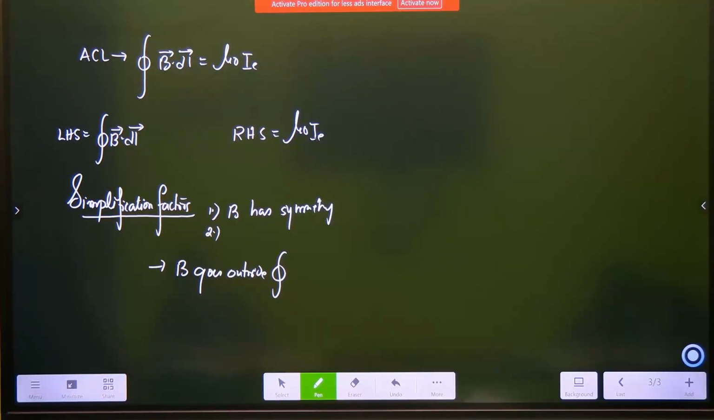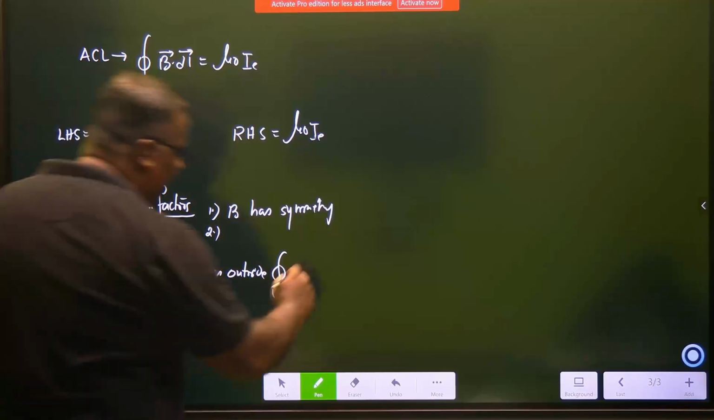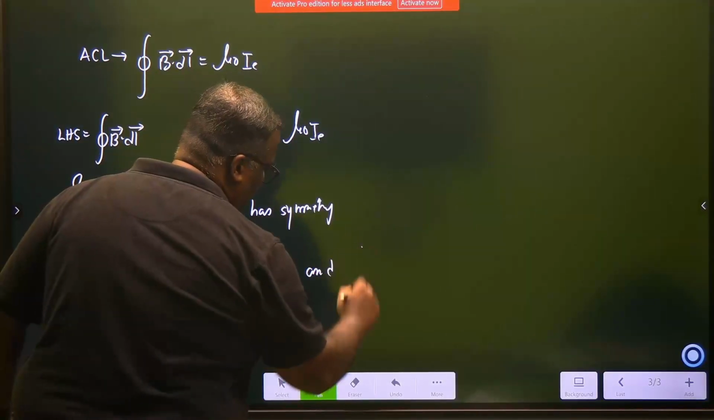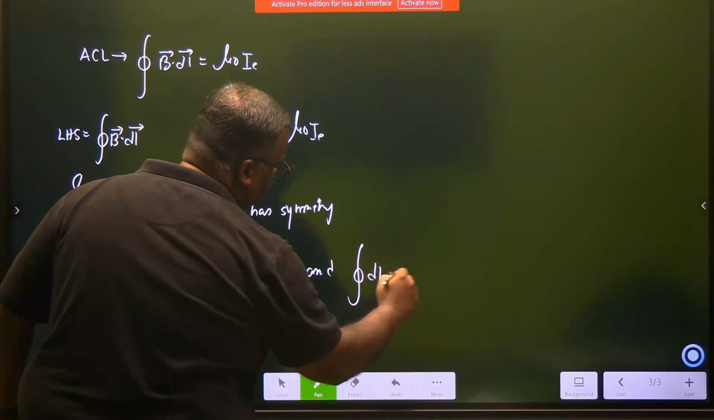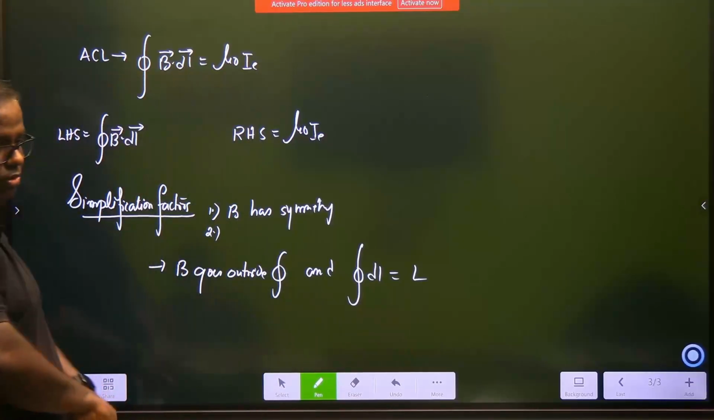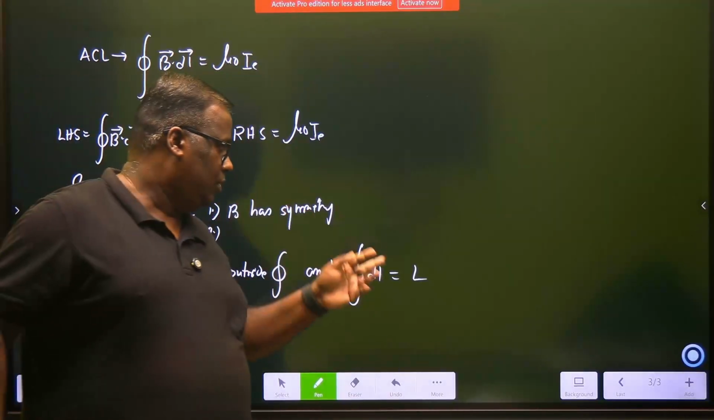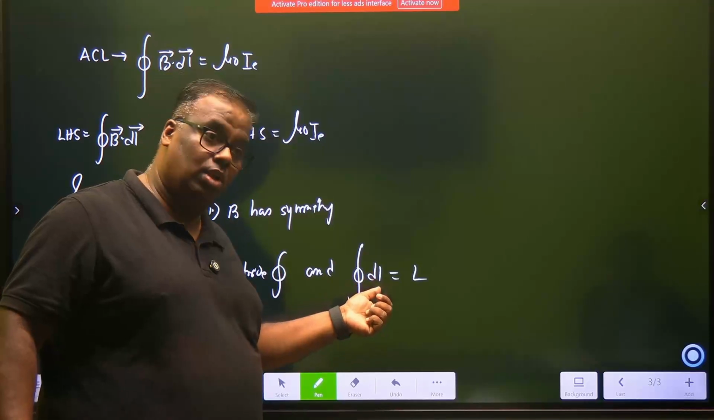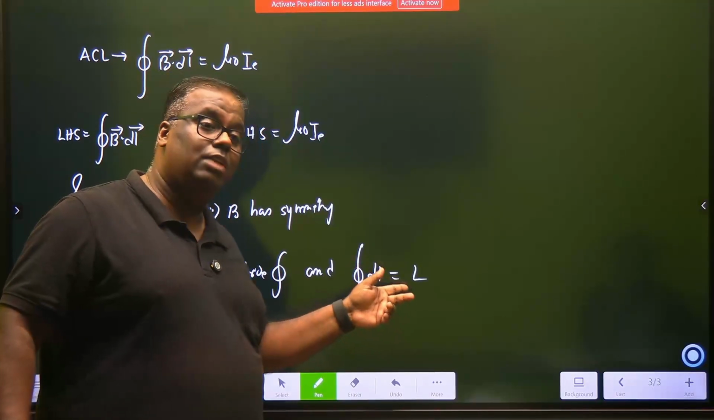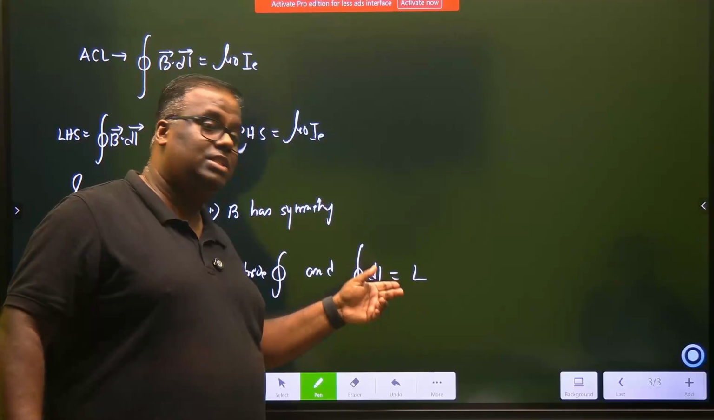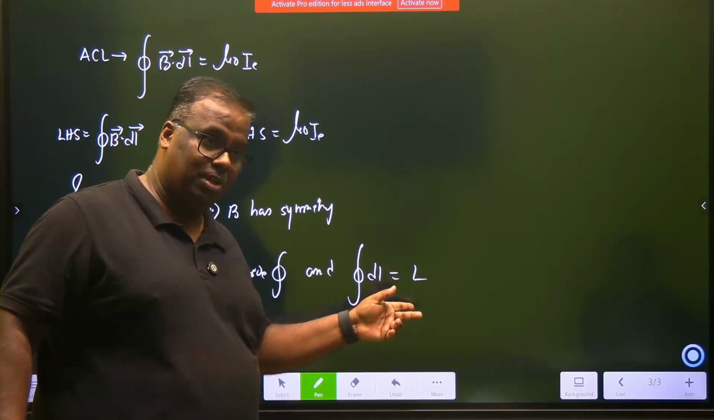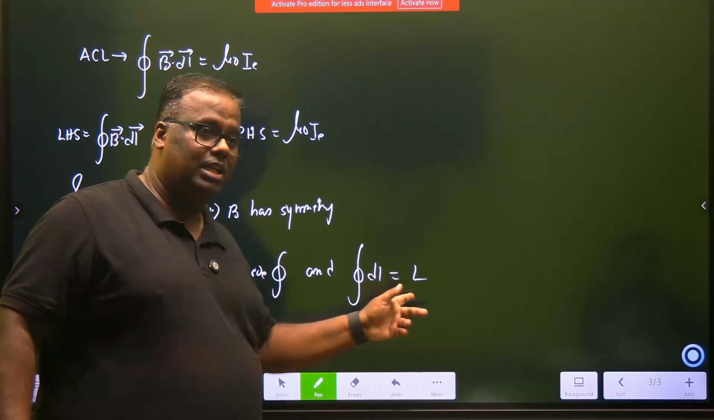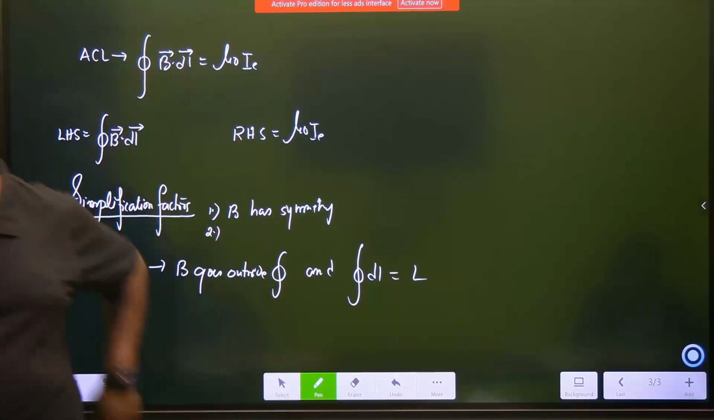B goes outside the integral, and the closed integral of dl then gives you L. Here, children, you have to understand. If you have taken a circular loop, then the integral of dl will be 2 pi r. If it is a rectangular loop, then it will be the perimeter. Integral dl is equal to L, where L is the length of the loop.